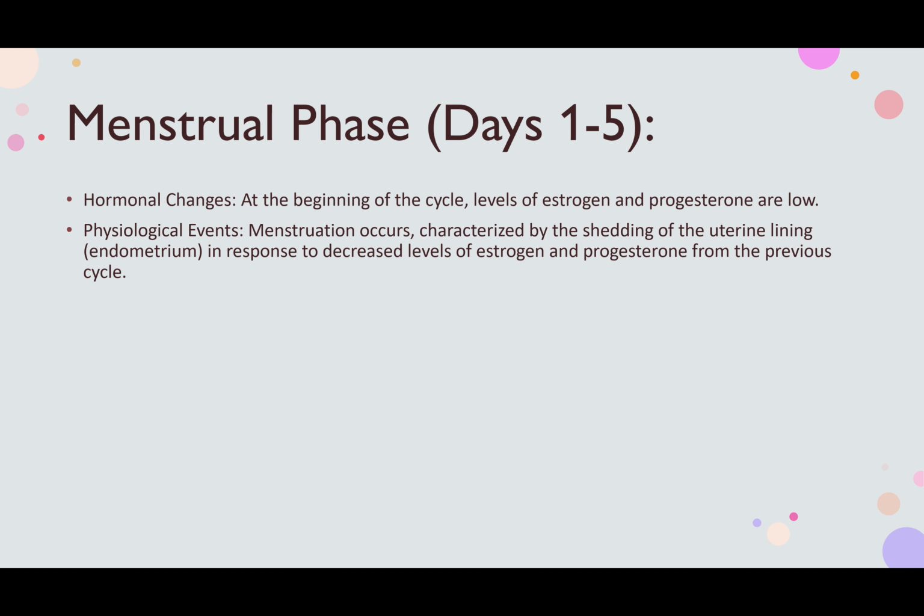So at the beginning of the cycle, levels of estrogen and progesterone are low. So menstruation occurs, characterized by the shedding of the uterine lining, the endometrium itself, in response to the decreased levels of estrogen and progesterone from the previous cycle.